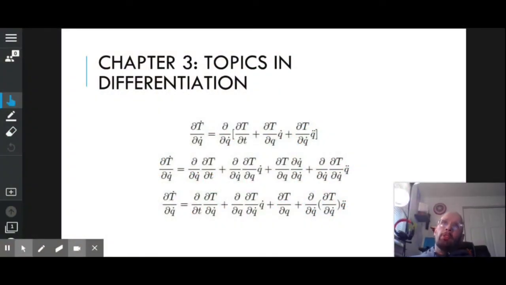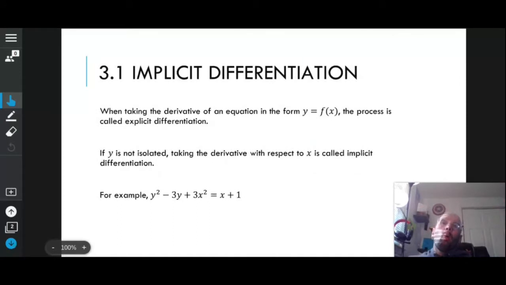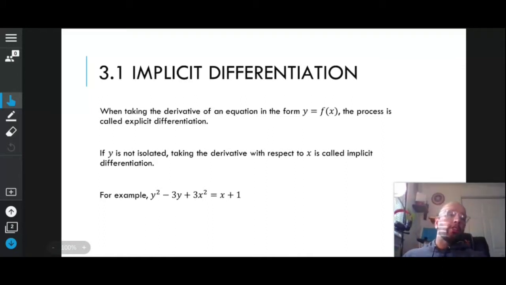Chapter 3. We've made it to Chapter 3. Topics in differentiation. We're going to talk about taking derivatives of unique functions in this chapter. And we're going to start the chapter out by talking about implicit differentiation. Now, what is implicit differentiation, you ask? And how is it different than the differentiation that we've been doing so far this year?